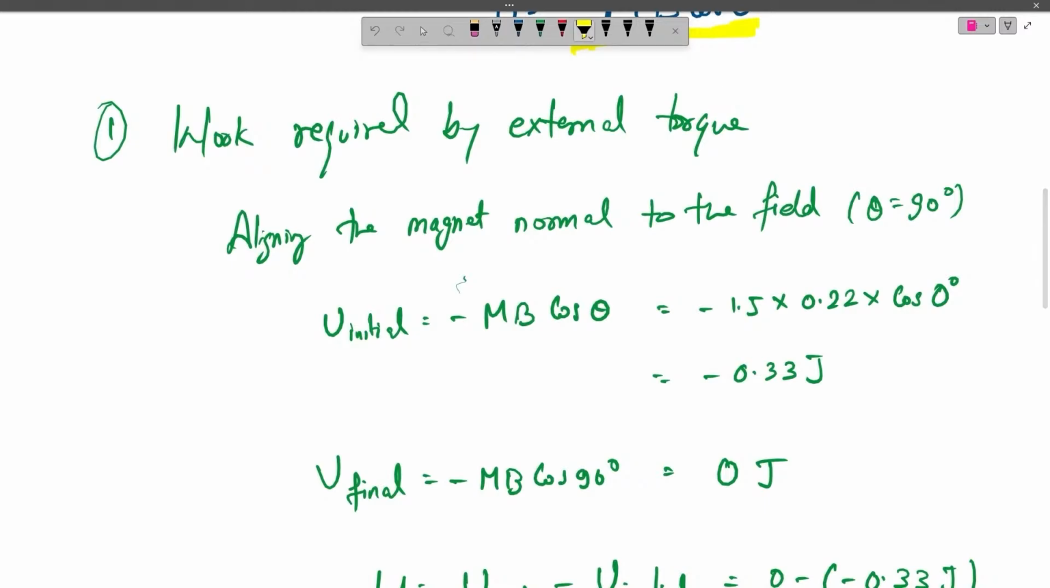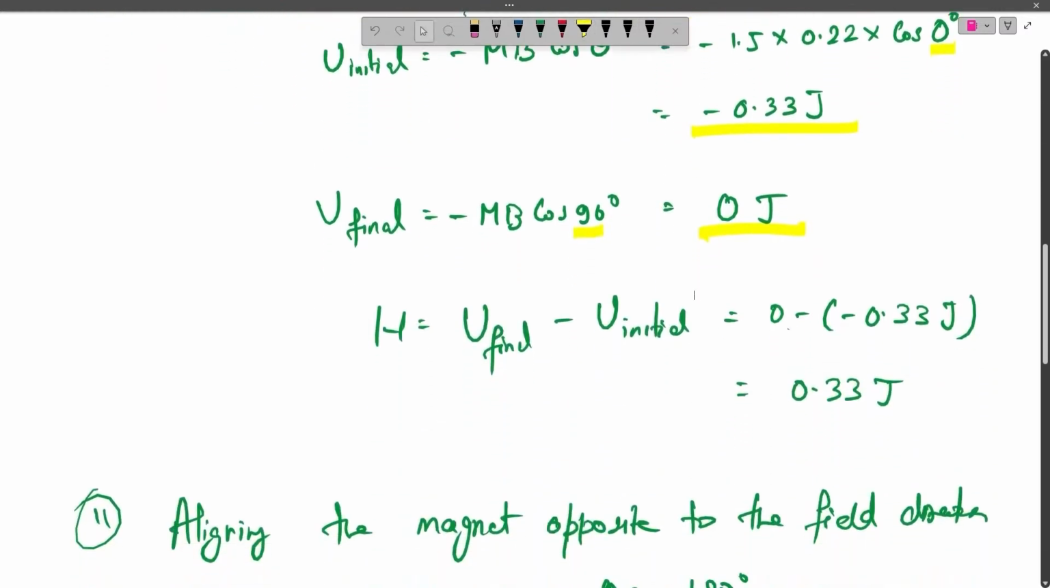So, work required by the external torque in aligning the magnet normal to the field, that is from theta equals 0 degrees to theta equals 90 degrees. We will find the initial and final potential energies. Initial potential energy corresponds to theta equals 0 degrees, and final potential energy corresponds to theta equals 90 degrees. So using the formula above, we have calculated U initial equals minus 0.33 joule, and U final would be equal to 0 joule, because cos 90 is equal to 0. Now work done would be U final minus U initial, and that gives us 0.33 joule.